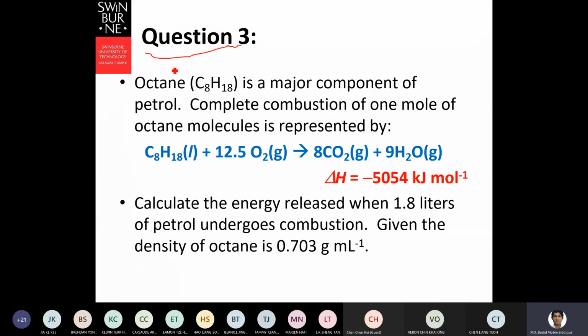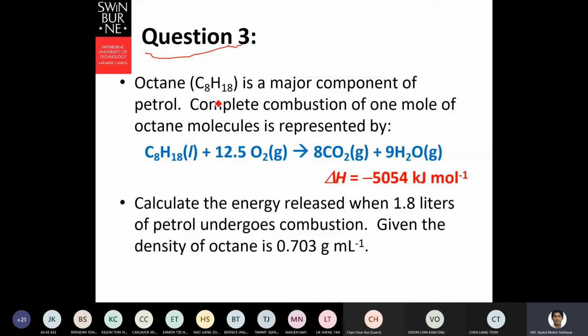Question number 3, that octane. This is probably the petrol RON 97 that we use for your car. Not all cars need it, but some people use the octane. Petrol is actually a mixture of many things. Octane is more purified, so 97% of this is octane. It's called octane. So octane is a major component of petrol. All right, so petrol also has octane.